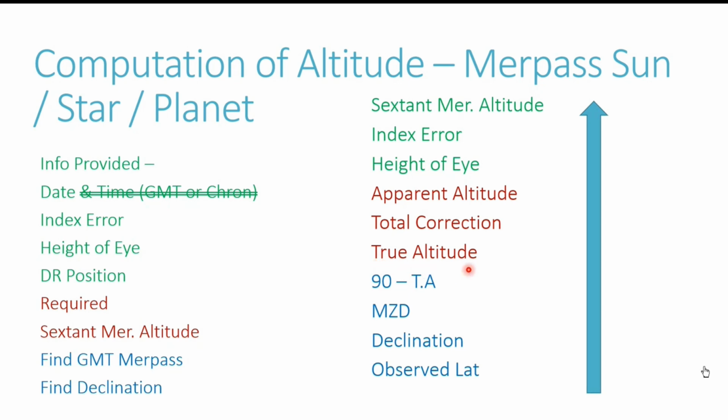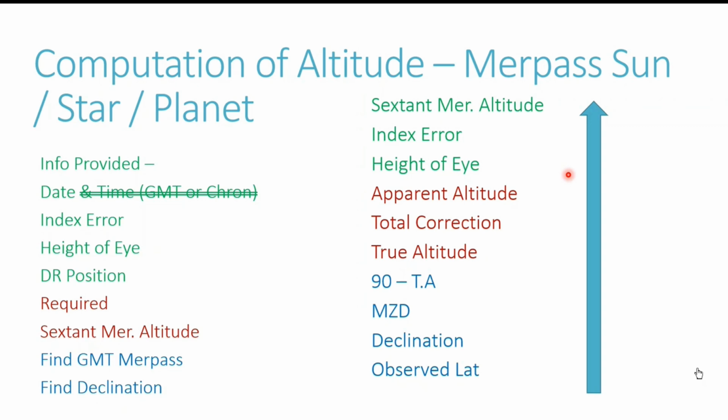So you enter the total correction table with true altitude, get the total correction, apply it in the reverse way, and you get the apparent altitude of the body. Now, once the apparent altitude is obtained, we apply the dip correction, basis the height of eye, which is given to us in the question. We apply the dip correction in the reverse way, and we get the observed altitude. To the observed altitude, we apply the index correction in the reverse way, and once we do that, we get the computed sextant meridian altitude of the body.